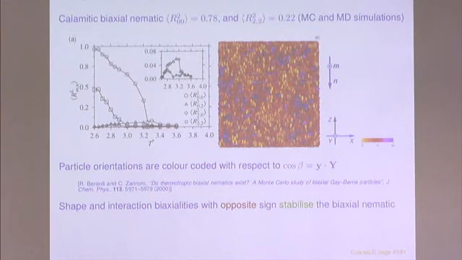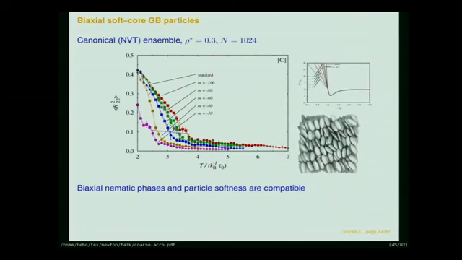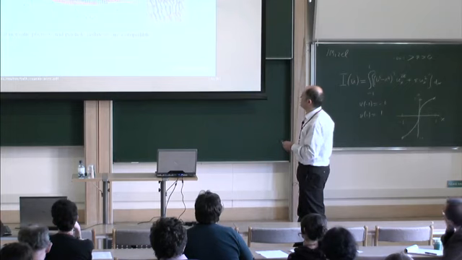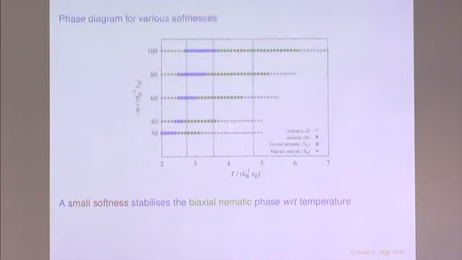Now I will skip a bit of these transparencies. So we used a parameterization we studied some years ago with the Gay-Berne potential, and we added to our particles a certain degree of softness. So the first result was that softness was not incompatible with phase biaxiality, and maybe it's better to again look at the phase diagram.